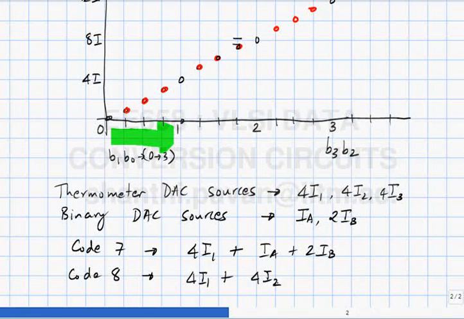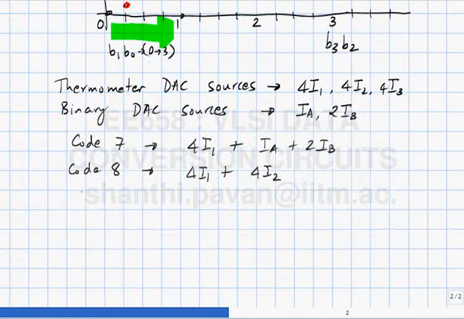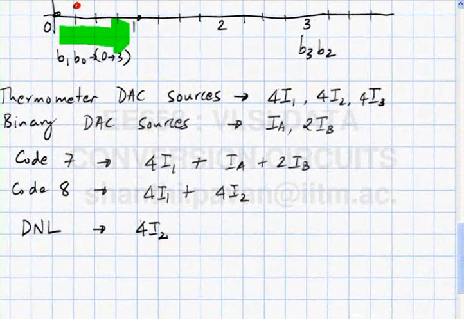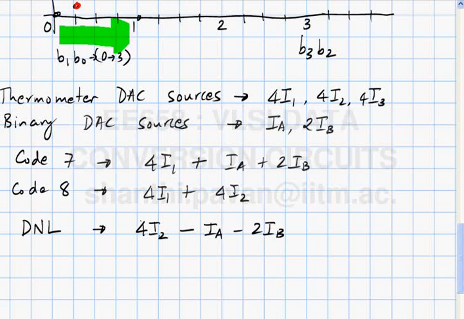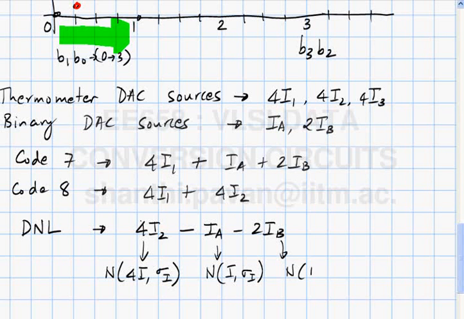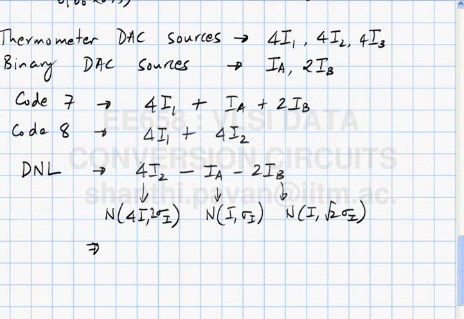Okay. So the DNL is basically 4I2 minus IA minus 2IB. This is N of 4I comma sigma I. This is N of I comma sigma I, and this is N of I comma root 2 sigma. Oh, I am so sorry, yes, it is 2 sigma. Thank you.